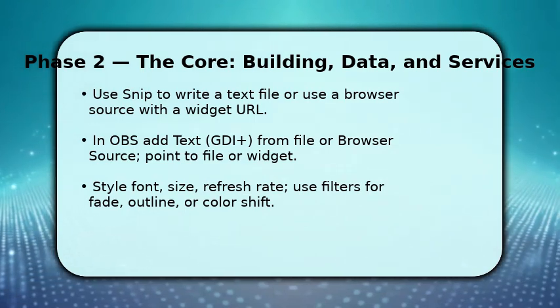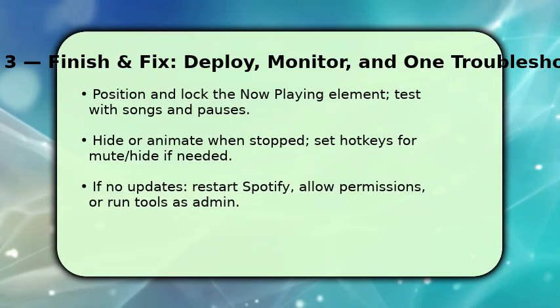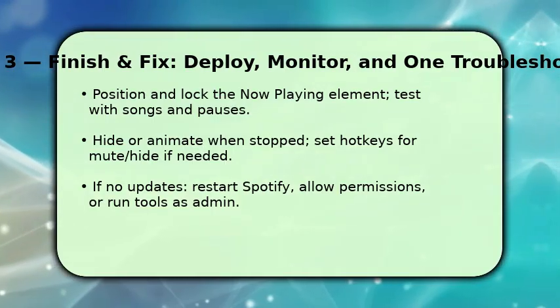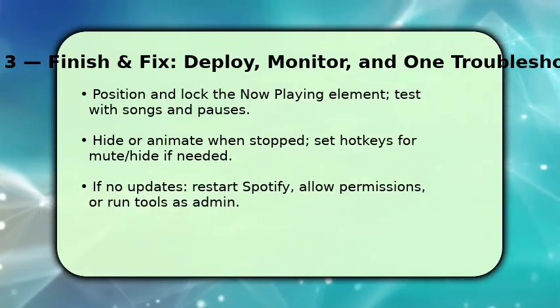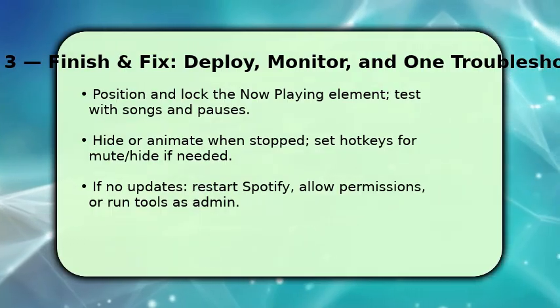Finish by positioning and locking the now playing element in your scene. Test with multiple tracks and pause/resume so formatting holds. Once done, add a hide animation or hotkey to disable the display during breaks. Make sure it scales correctly in different scenes. Finally, run a short local recording to confirm behavior.